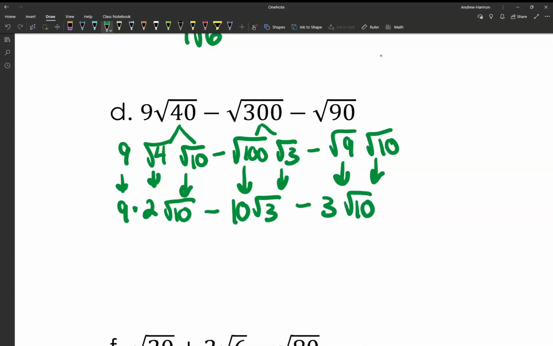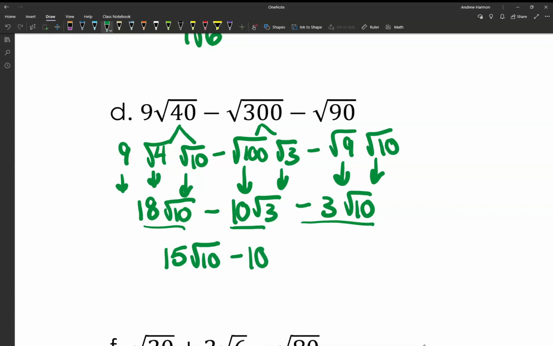Well, I have a 9 times 2 here, so let's change that 9 times 2 into an 18. And then, if you look at this, we have an 18 square root of 10 and a negative 3 square root of 10. We can combine those together to make 18 minus 3, or 15 square root of 10. And then we'll just subtract this piece that doesn't have anything to combine, 10 square root of 3. And there is our solution.